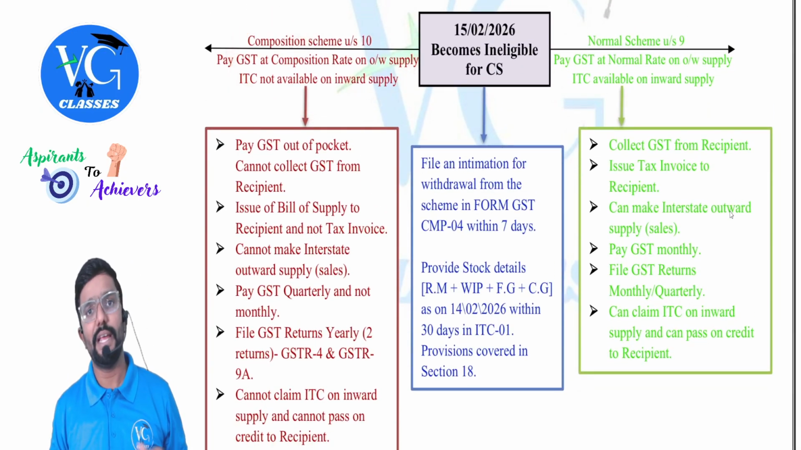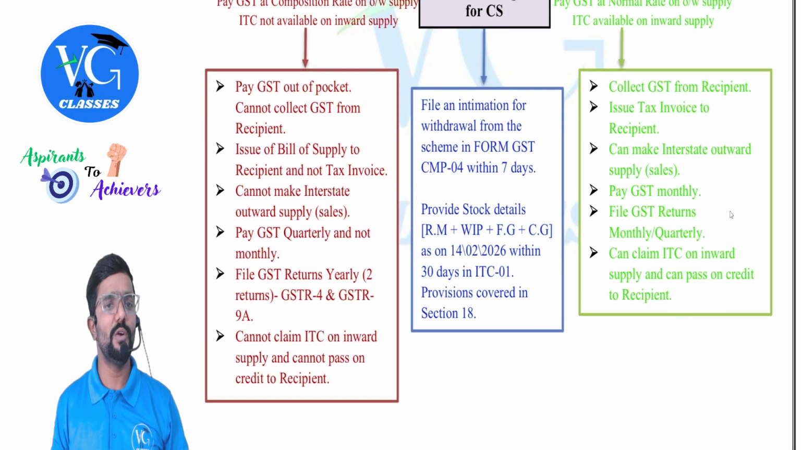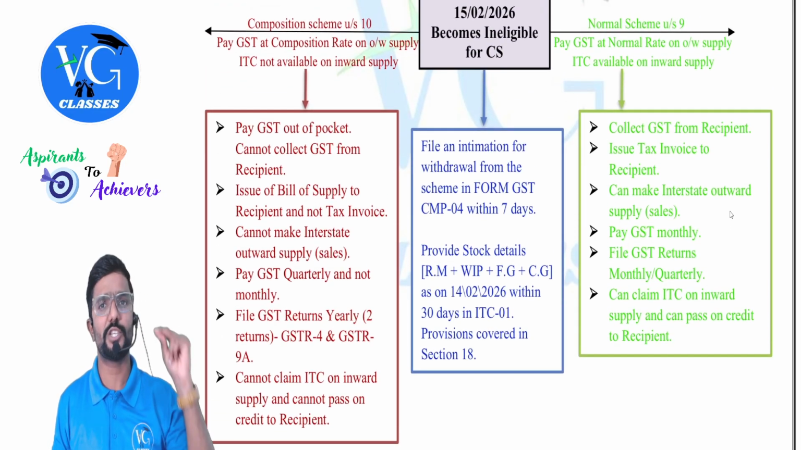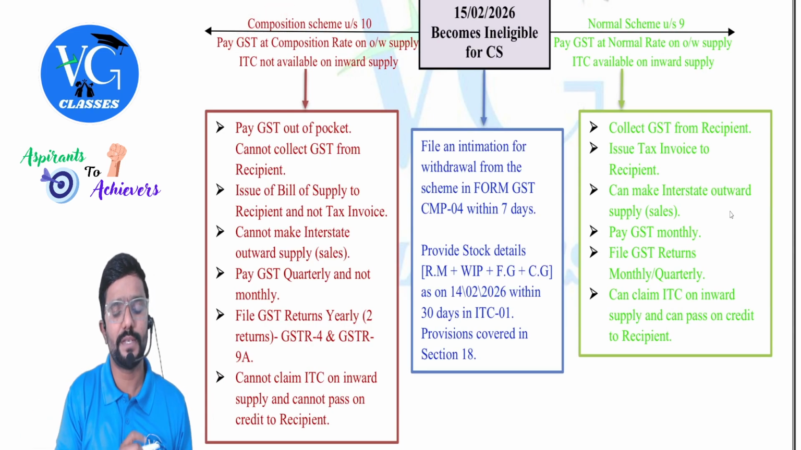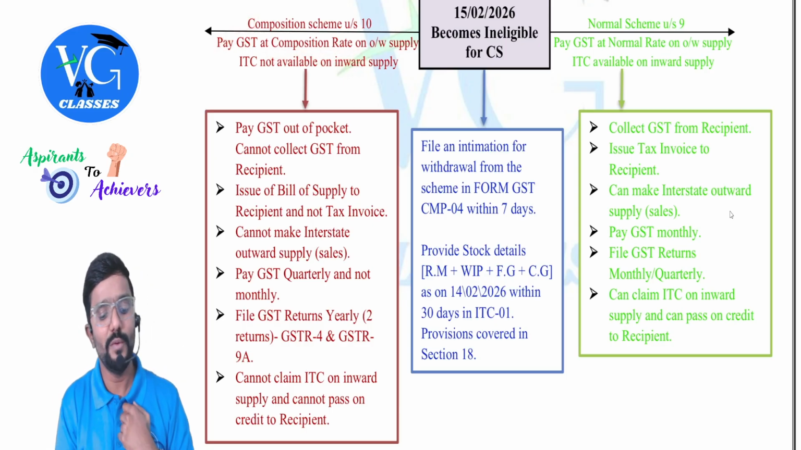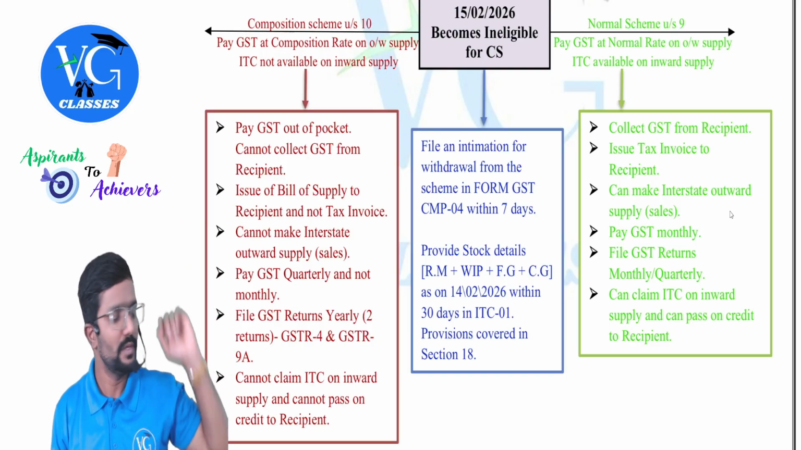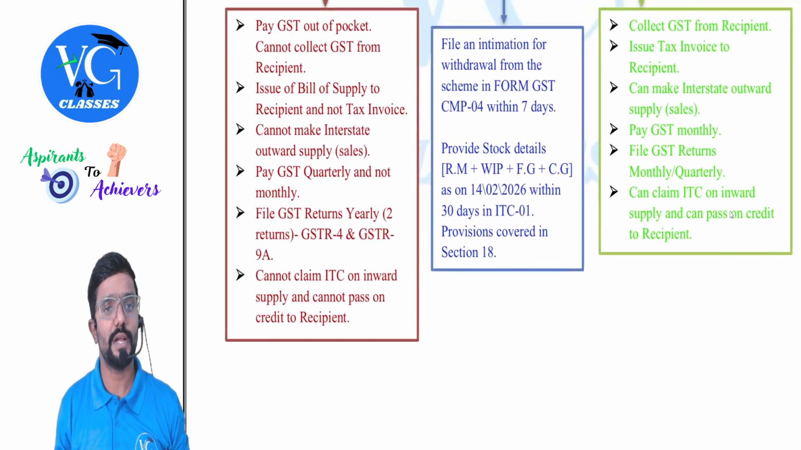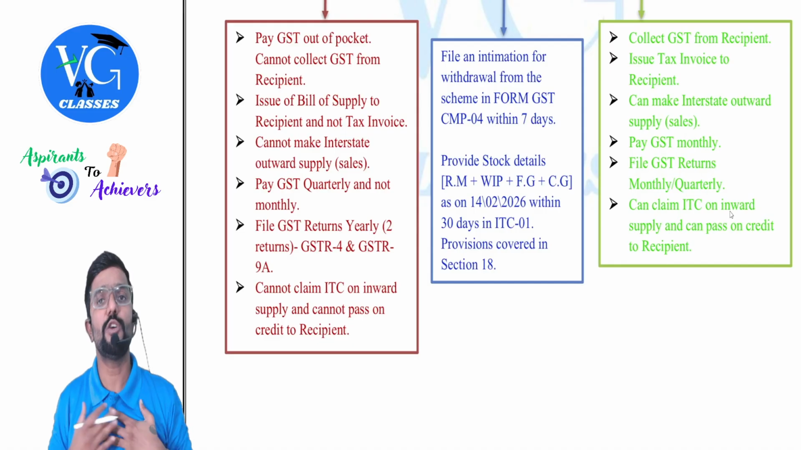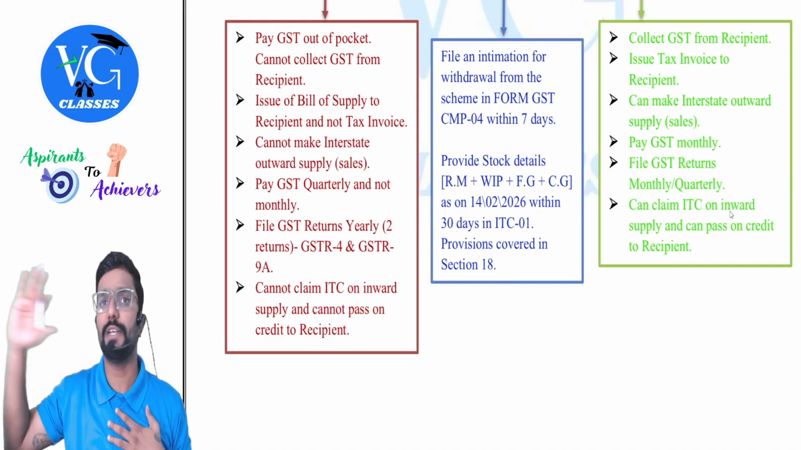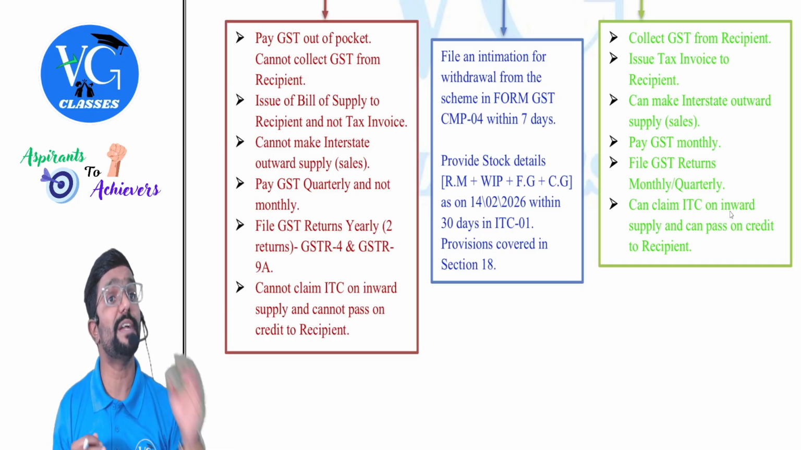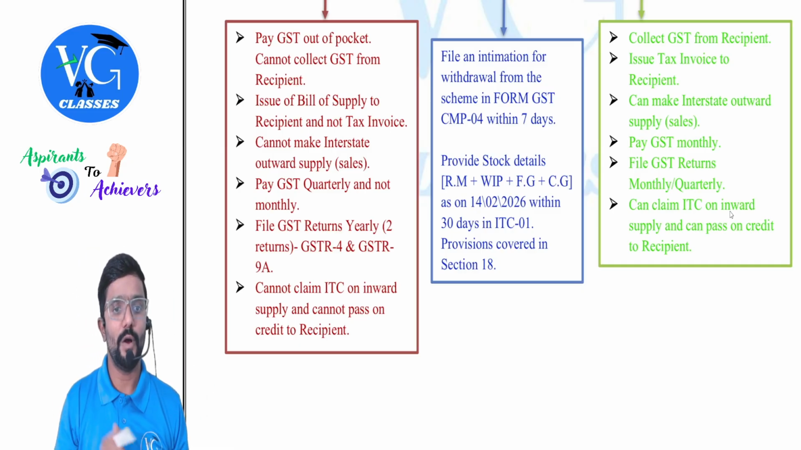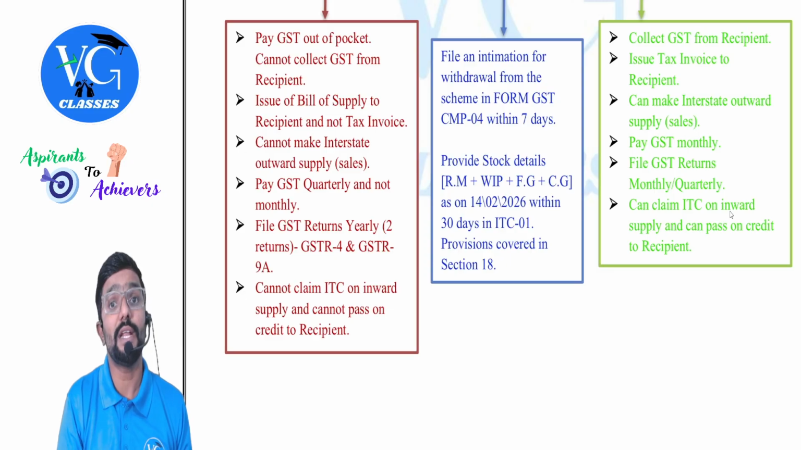A person was covered under section 10. If he is covered under section 10, I have told you what all is an advantage and disadvantage. Listen, assume I was under composition scheme. Pay GST at composition rate on my outward supply. On my inward supply, can I claim credit? Sorry, no. Now, other things. What are those, sir? I have given here in red color. Pay GST out of pocket. Can I collect tax from my recipients? No, sorry. Then, should I issue tax invoice or bill of supply to my recipients? Bill of supply.